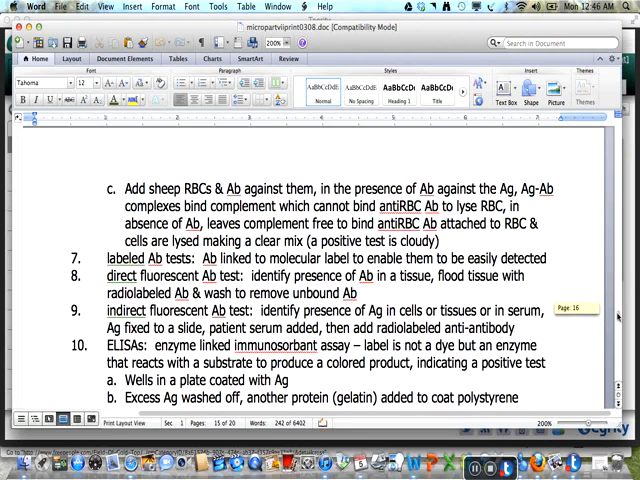ELISAs are enzyme-linked immunosorbent assays. In this test, the label is not a dye, but an enzyme that reacts with a substrate to produce a color product, indicating a positive test. Wells in a plate are coated with antigen. The excess antigen is washed off, and another protein, such as gelatin, is added to coat the polystyrene surface not coated with antigen. The antiserum is added. If the antibody is present, it will bind the antigen. The anti-antibody labeled with an enzyme is added. The enzyme-substrate reaction produces a visible color change.